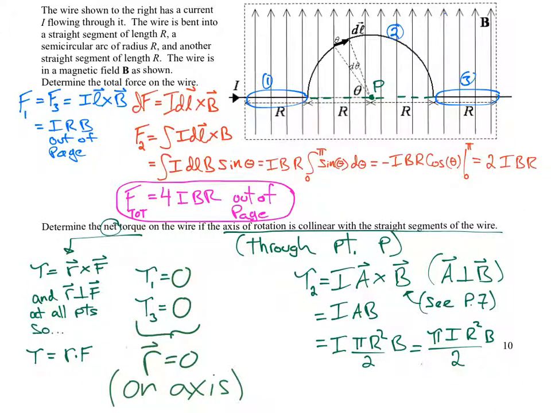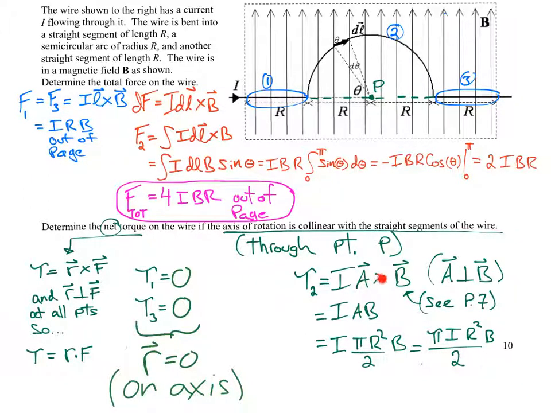So we can take our result from page 7 and we can use that the torque is IA cross B, where A is the area of this loop, even though it's not a loop. Remember, this side does not contribute to the torque. That's like the example we did on page 7, where the axis of rotation was one of the edges of the rectangular loop. Go back and look at page 7, and familiarize yourself with that again.